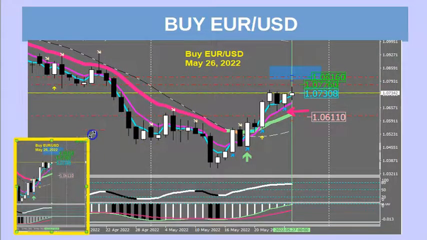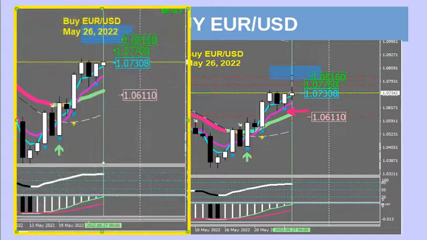Let's take a look at the entry. This is what I saw. Okay, and you can see the entry was right here. Well, here's the signal candle, and there's the signal. Everything looks good down below. So we had a bullish candle, a nice bullish candle that closed near the high of its range.